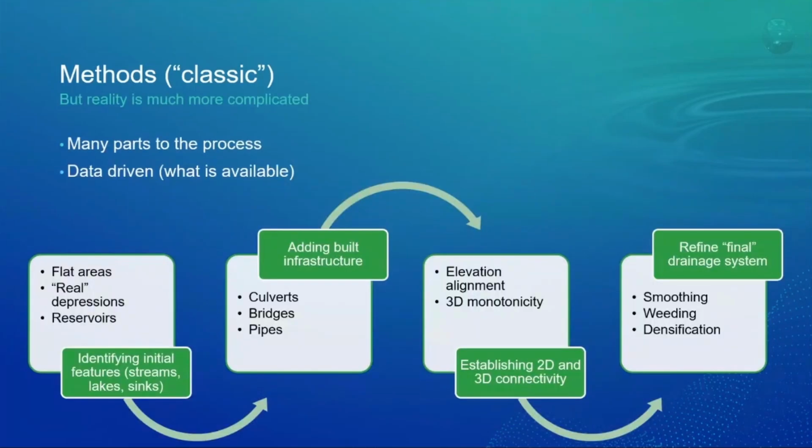Of course, it's not that simple when you start looking at depressions and things. Each of these steps is much richer. We are looking at probably around 25, 30 different individual steps in this process of coming from the raw elevation model to a final product.